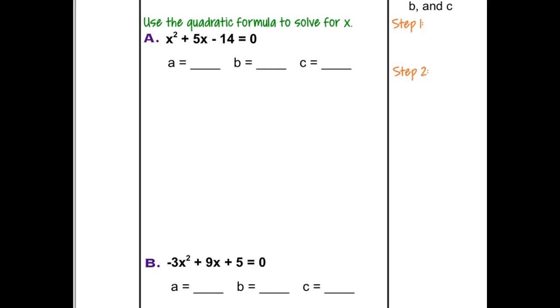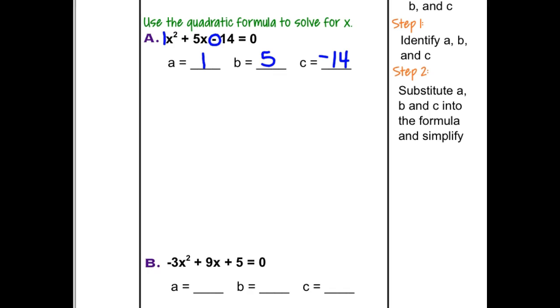So step 1, identify a, b, and c. Now, a, b, and c, remember, are not your variables. They are the numbers in front of the variables. So a here is 1, b is positive 5, and c is negative 14. Step 2, substitute a, b, and c into the formula and simplify.